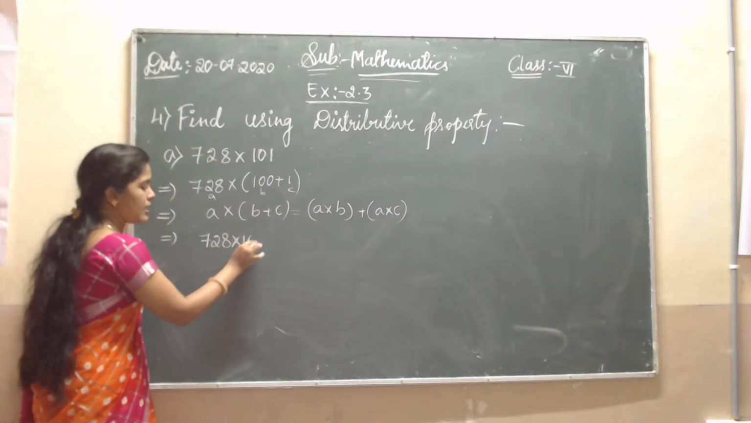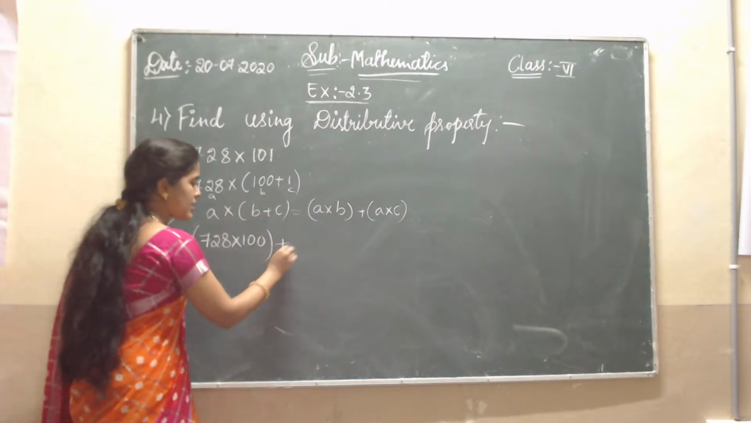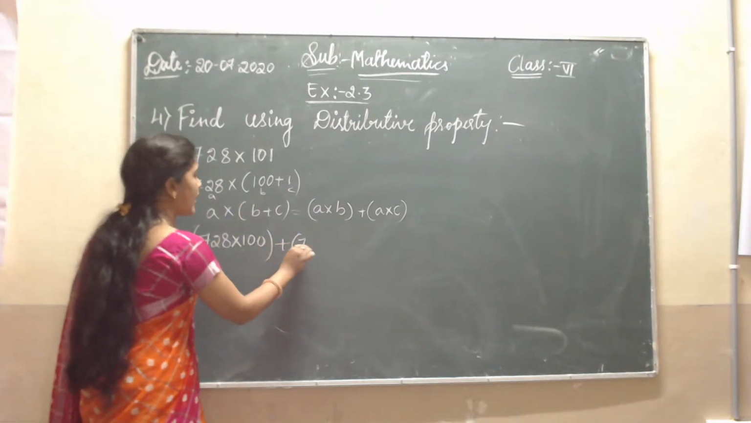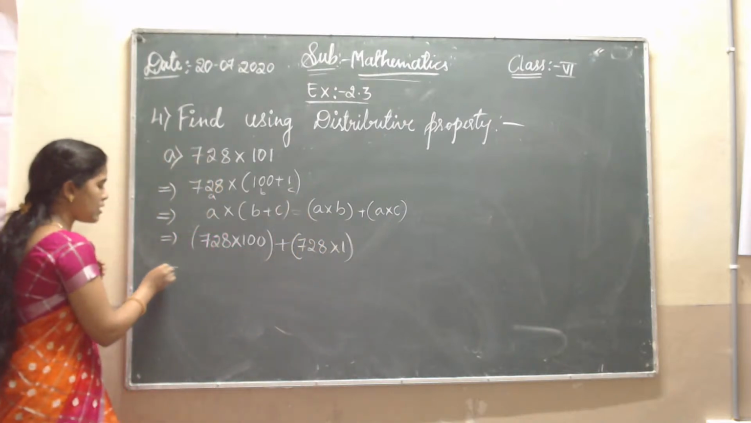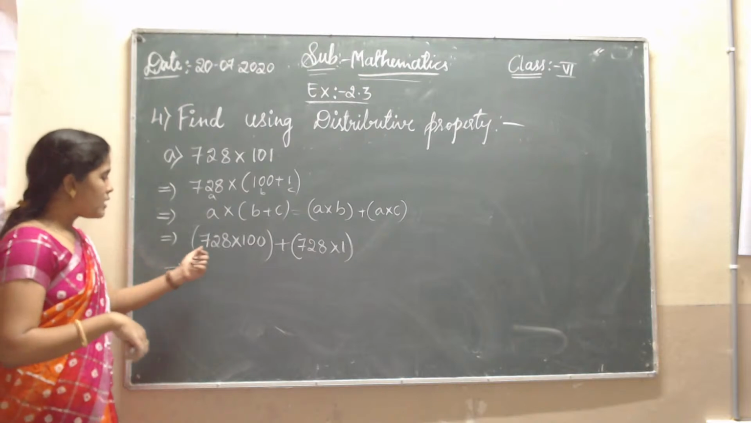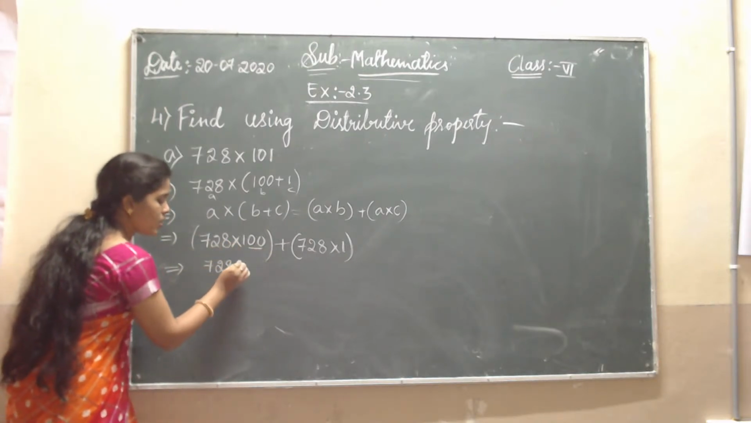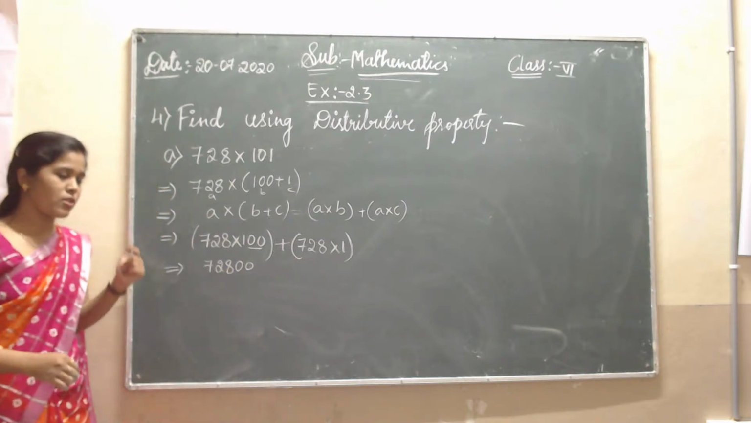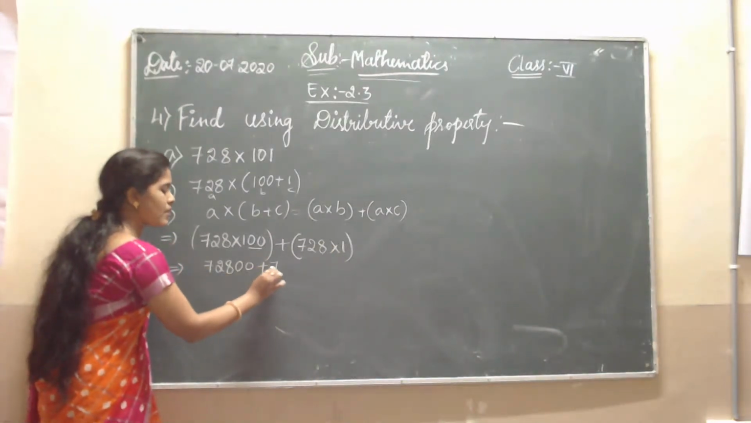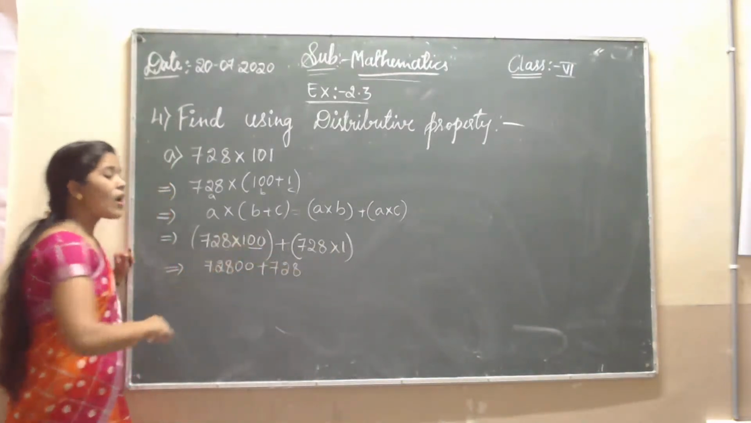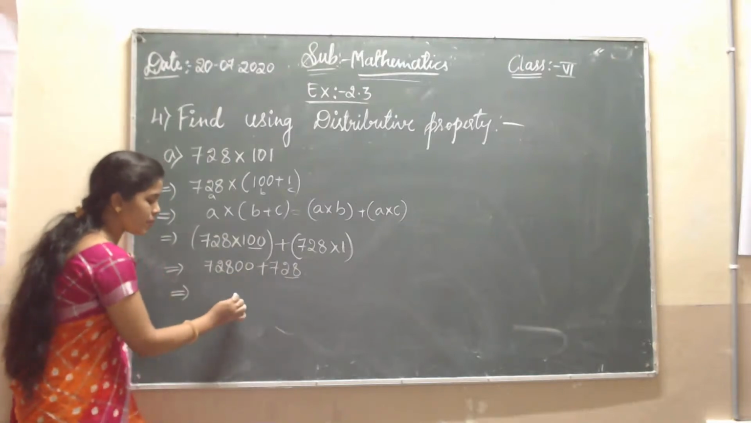We will get 728 into 100, because A into B plus A into C. A is 728, into C is 1. This is easy for you. Now 728 hundreds are 72,800. This is multiplication, so add. Next, plus 728 ones are 728. Now add this. Here there are two zeros, so write the same numbers.